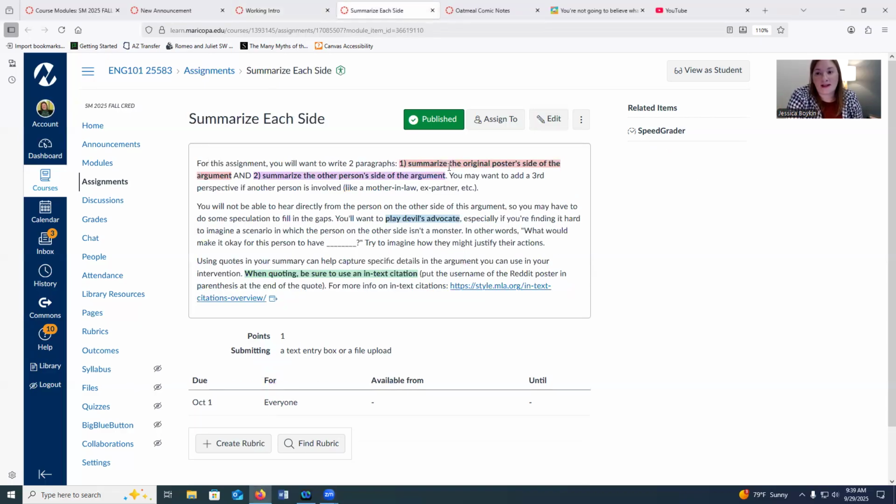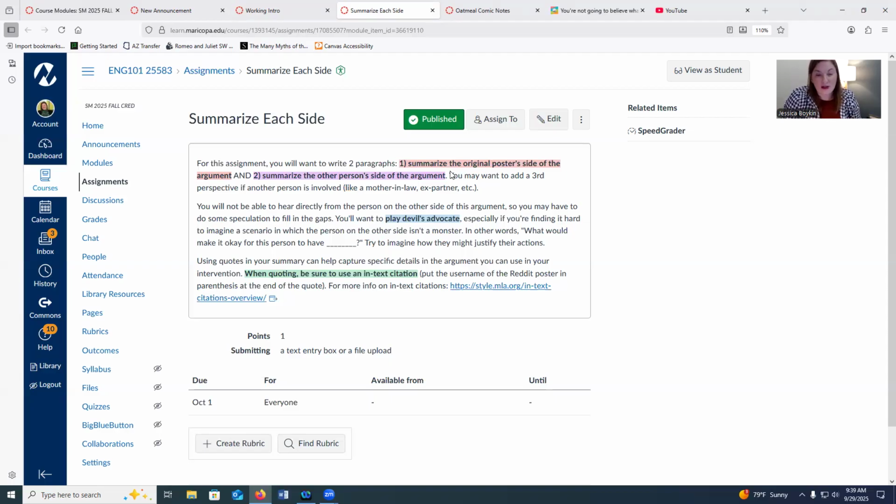Okay, so the next assignment is going to be summarizing each side. So this is where we're going to really get into the depth of your argument. You're going to talk about why each side says that they're right. So the first paragraph that you want to write for your summary is going to be the original poster's perspective of the issue, right? So they're going to go over what they said happened and give you some evidence of why they're right in the situation. Now we're getting the story from their perspective. Should be pretty easy to write this paragraph, okay?